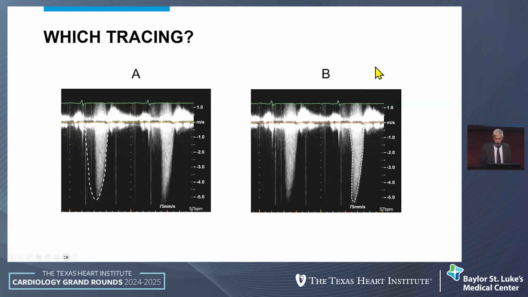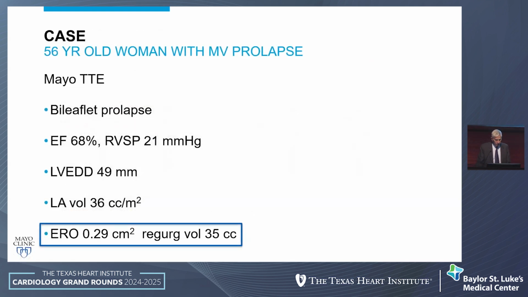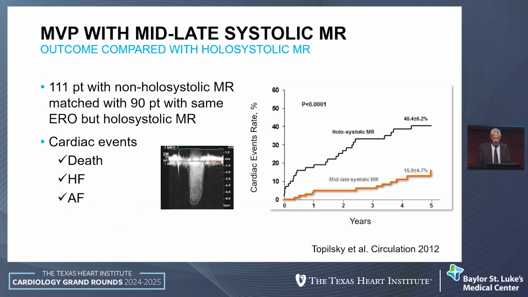And so when the Doppler echo was done properly at Mayo Clinic, it turns out that the ERO was 0.29 and the regurgitant volume was 35. So this patient clearly didn't need surgery at that time. Now, she may need surgery in the future. She's got bileaflet prolapse and she does have some valve leakage, but the natural history of mid to late systolic MR is pretty good. I mean, the chance of a bad outcome over the next 5 to 10 years is low, and it's quite different than holosystolic MR.